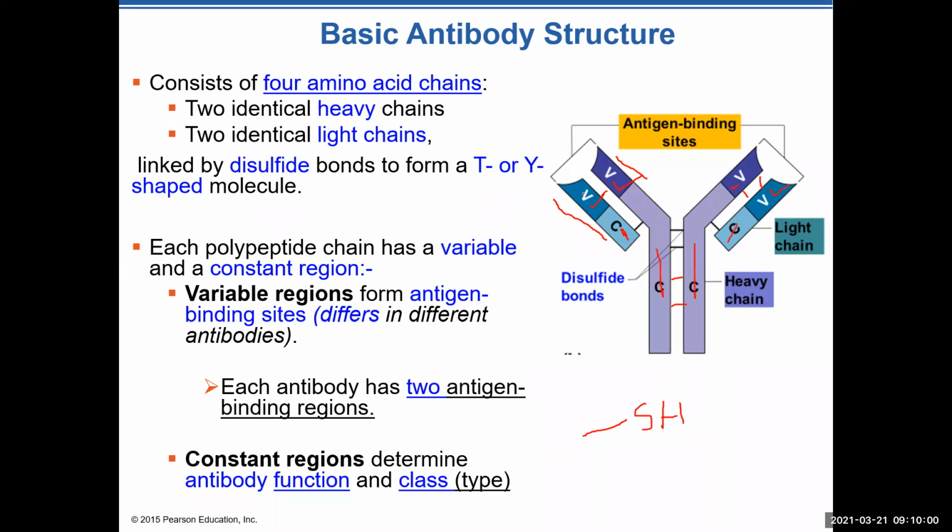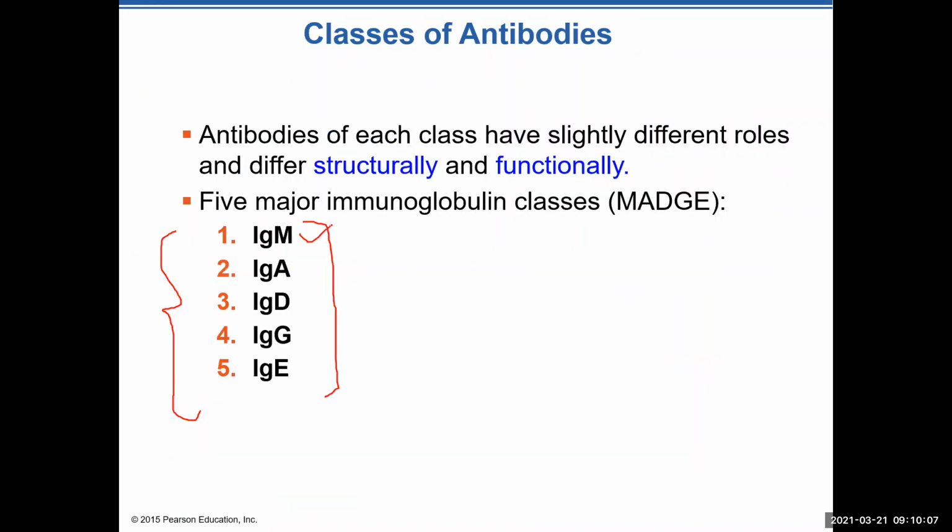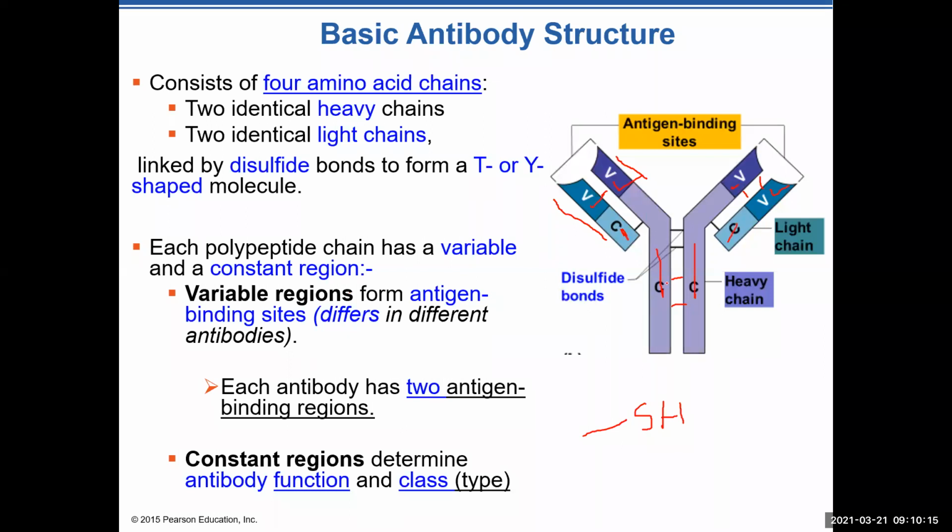Now, this variable region is important because it is different in different antibodies. So IgM will have a different variable region, IgA will have a different variable region, IgD will have a different variable region. But what is not going to change is this constant region. This constant region is almost the same, but it tells you to which class of antibody a particular immunoglobulin belongs. It defines the function of the antibody.